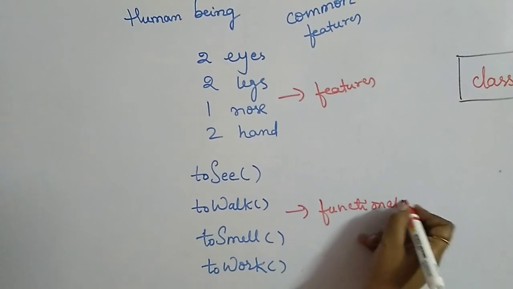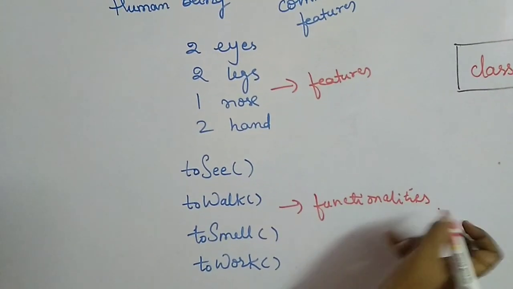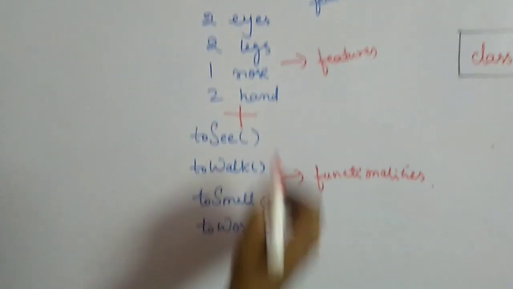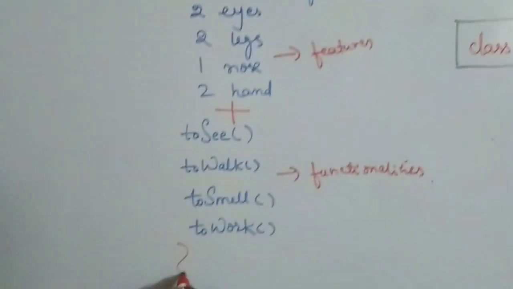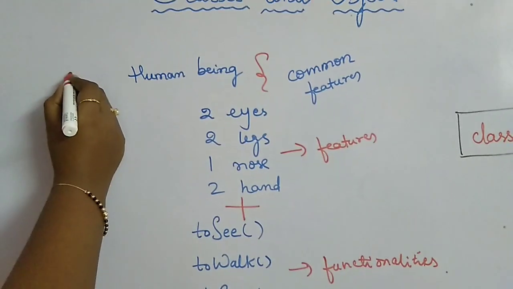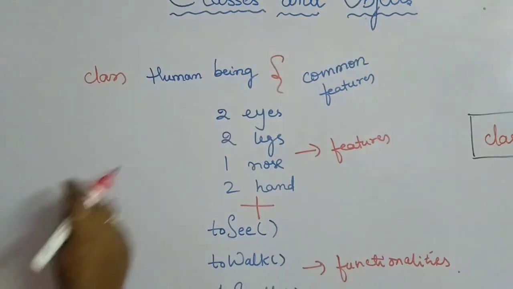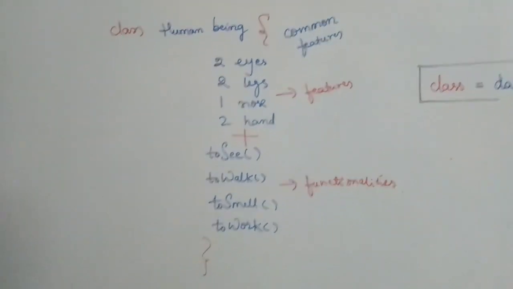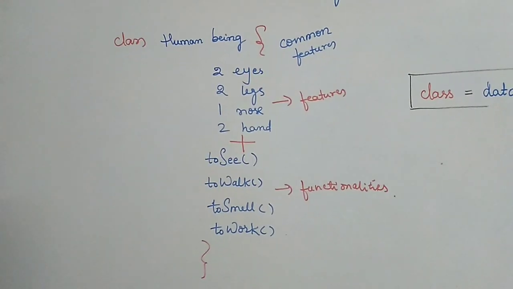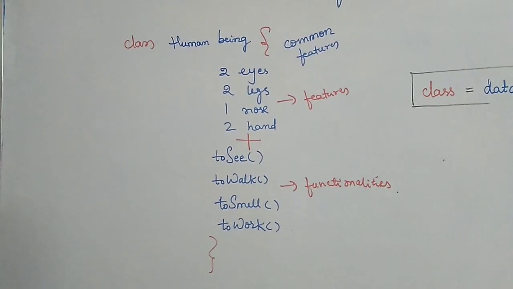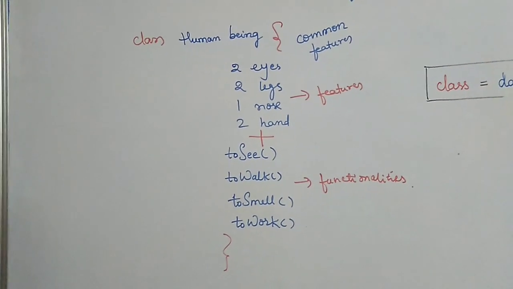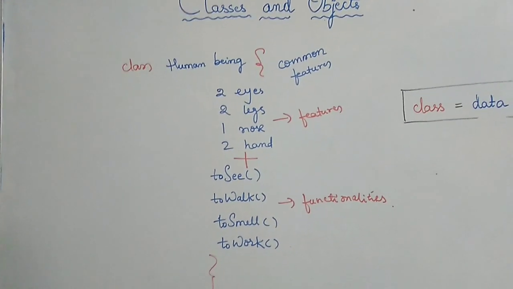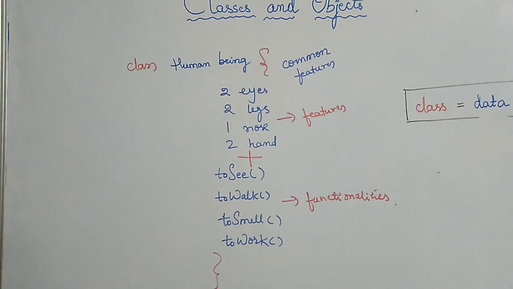These are the functionalities, and as you can see, the features plus the functionalities together will form your class. Just put a class in front of this, which will become your programming class. So the real world entity is just converted into a class over here. That's the reason object oriented programming is relatively very easy compared to procedural oriented programming.